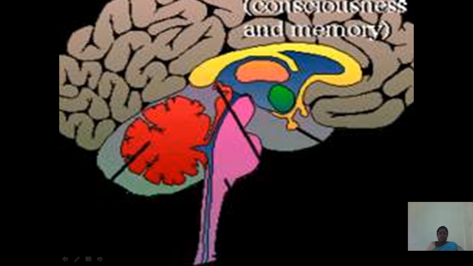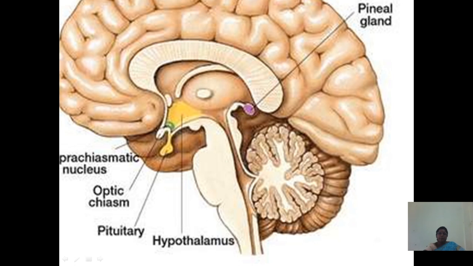Next comes the pineal gland. This is related to consciousness and memory. This is the pineal gland. This is the optic chiasmatic nucleus. This is the optic chiasma. This is the pituitary gland and this one is the hypothalamus.